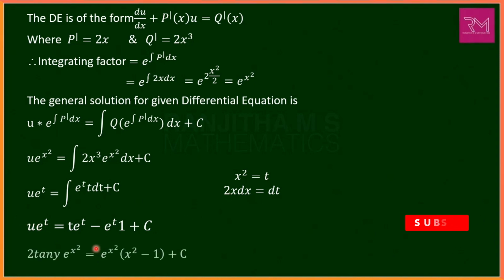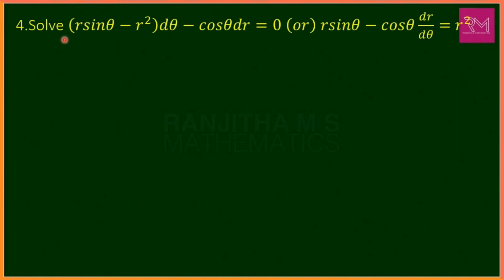Next step, substitute t value as x square. Here again we get u value is 2 into tan y, which is equal to x square minus 1 plus c by exponential power x square. If we divide throughout the equation by e power x square, we get 2 tan y equal to x square minus 1 plus c by exponential power x square. This is the solution for the given differential equation. This completes the problem. We shall move on to another problem.